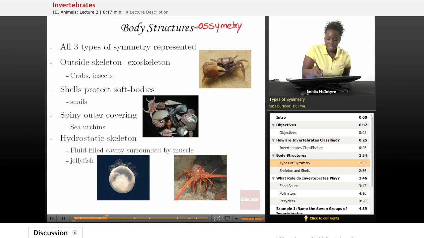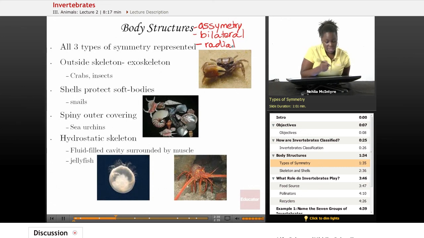And then we have the bilateral symmetry, which just means that both sides, the left and the right, the 2 sides that make up that body, look exactly alike. They're mirror images. And then we have the radial symmetry, which just means that the body parts or body plan are arranged in a circle.